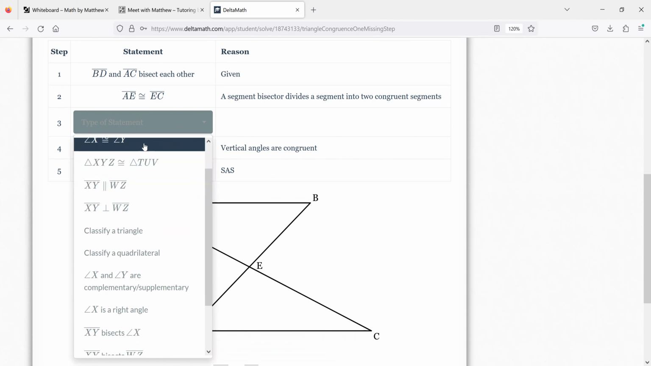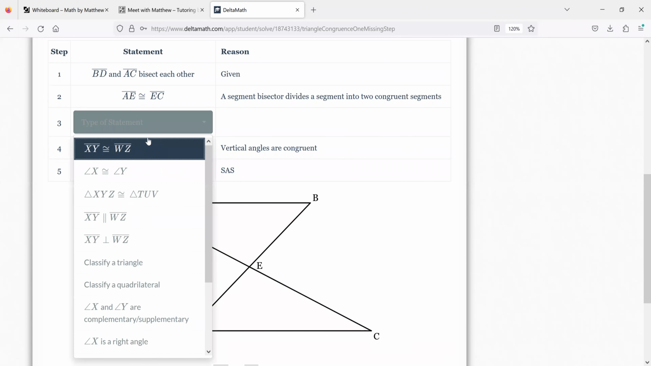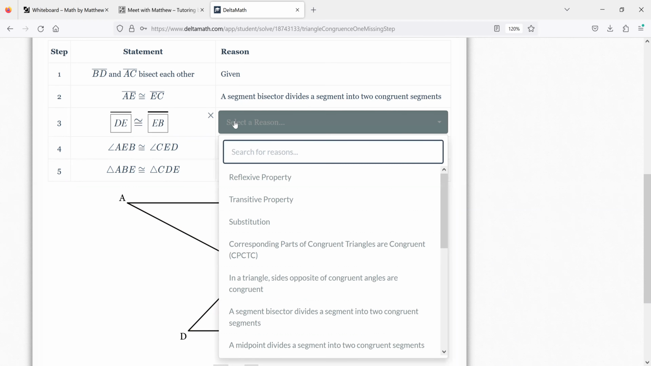So I would like to try this. Sorry, that's not what I want to do. Oh, okay, I get it. I'm sorry. Now I get it. You have to actually fill in what's congruent. Okay, so DE is congruent to EB. Sorry for waffling there. I really just didn't know what it was going to do. The reason is the same reason as above. A segment bisector divides a segment into two congruent segments.